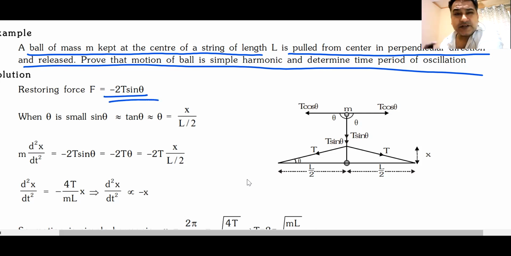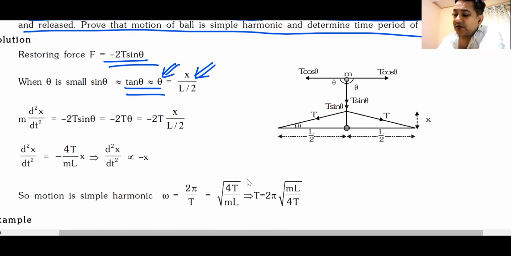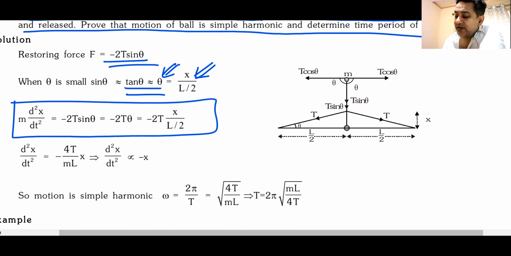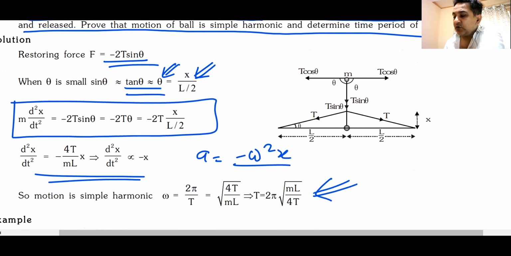Just find out the restoring force. Restoring force will be proportional to some sine or cos or tan. For small angles, it will be proportional to theta. Write the value of theta. You will get the proportionality in terms of x. Then you equate it to m into a, and you get the value of a as minus omega squared x. And the answer looks like this.